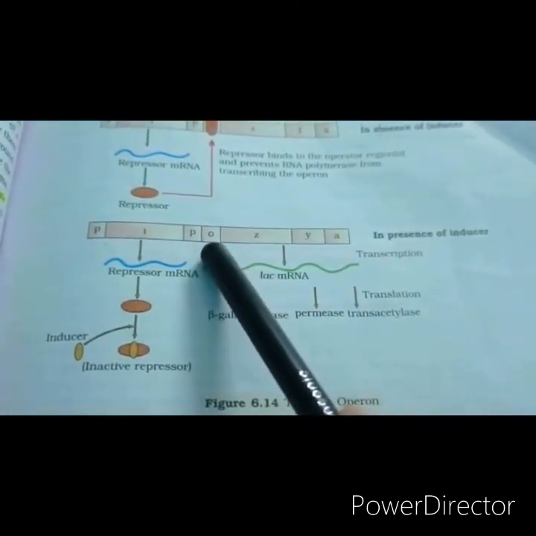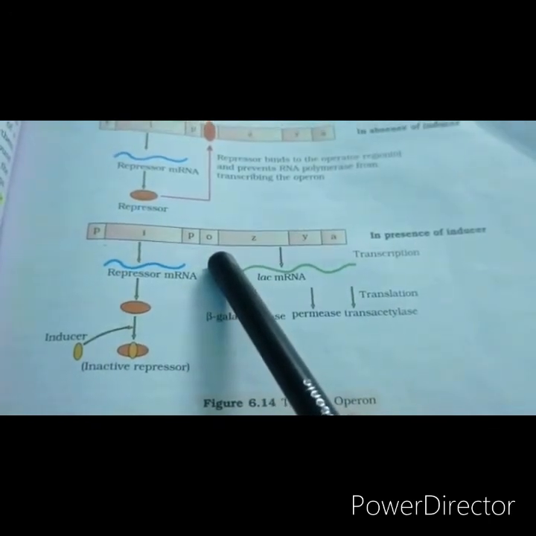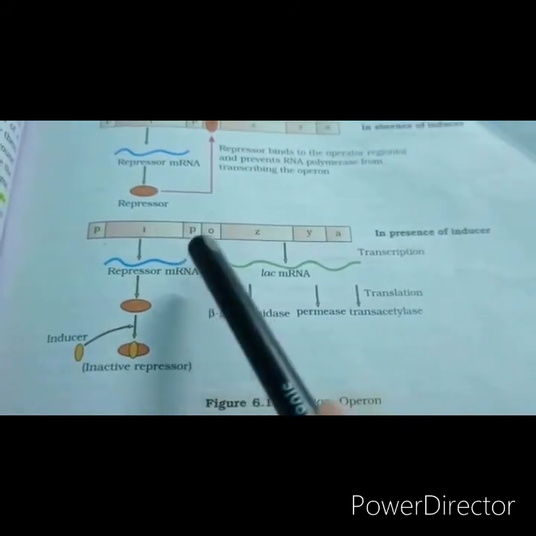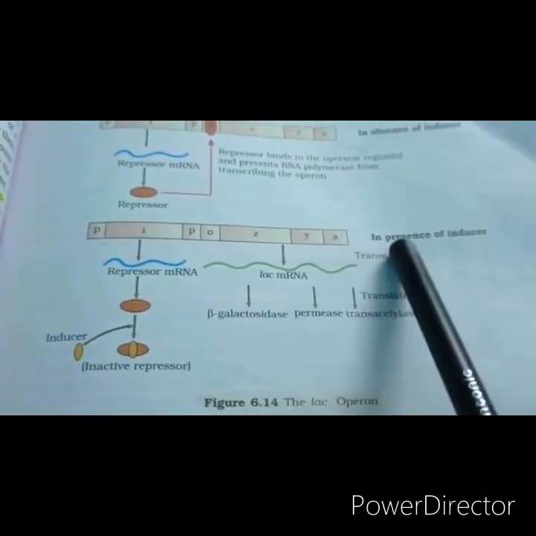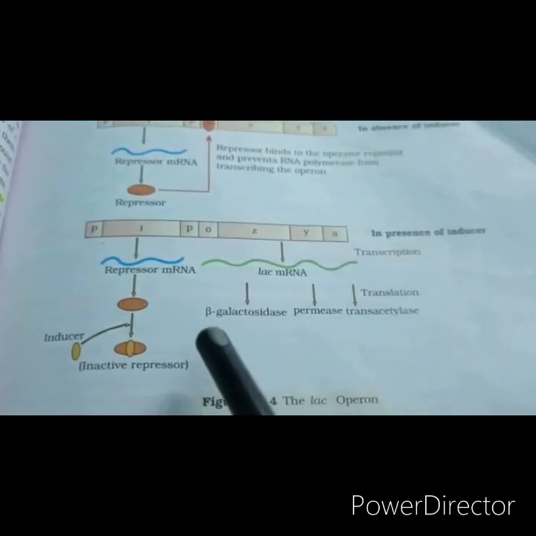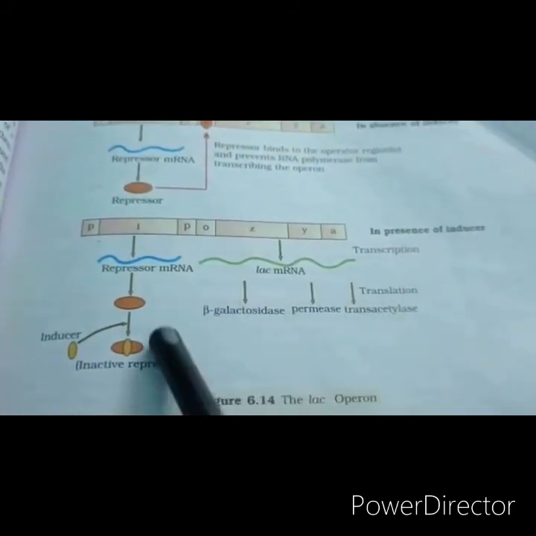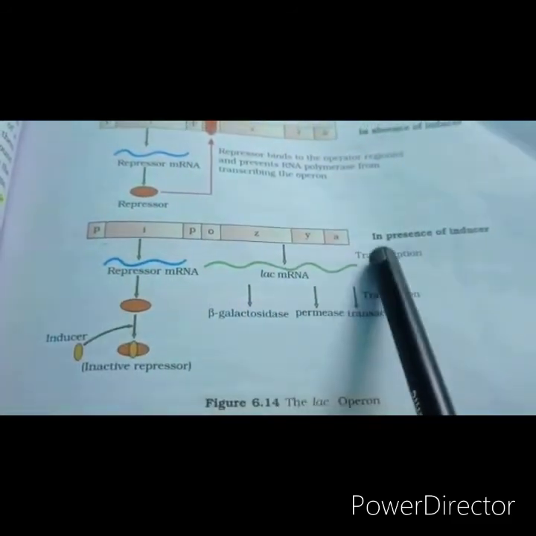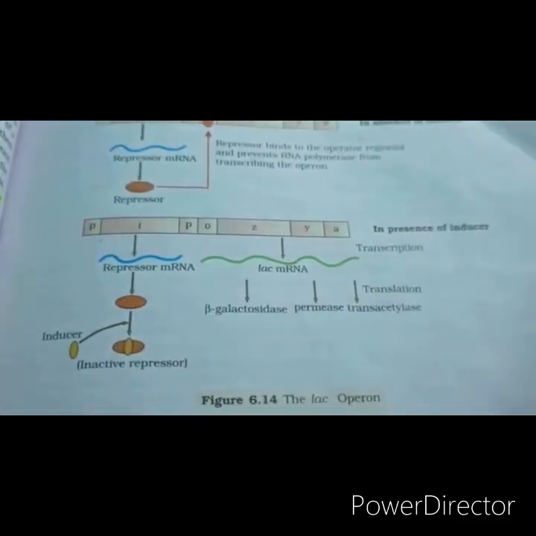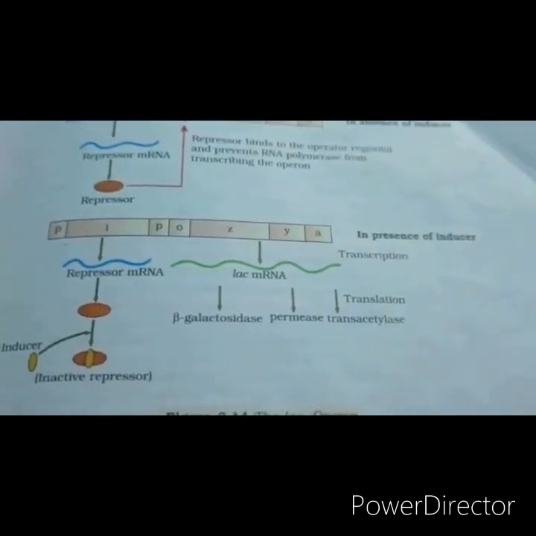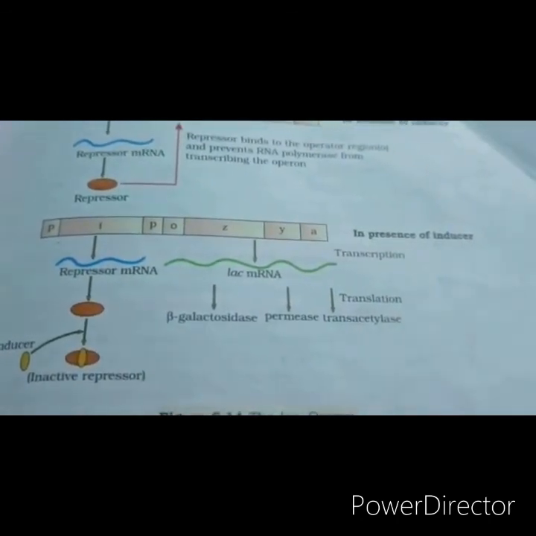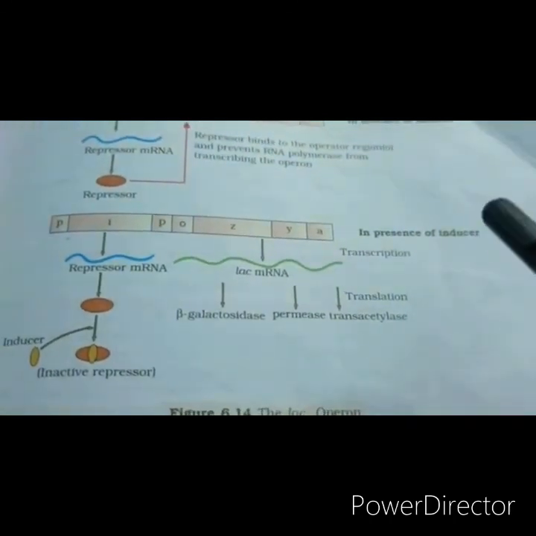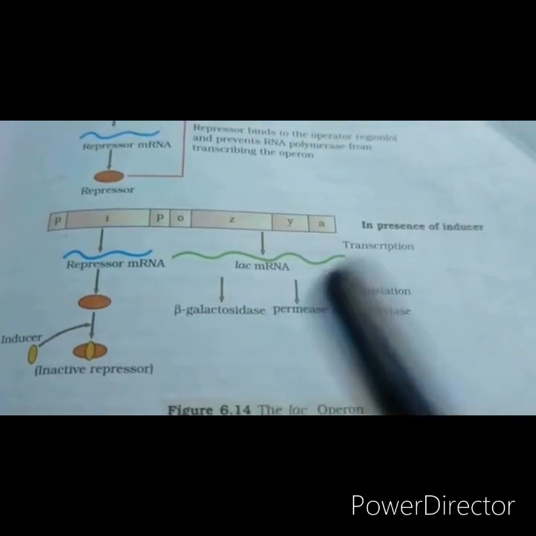In this case, our operator is free now, and our repressor gets inactivated. Now our promoter gene can easily slide over the structural genes, and these three enzymes can now easily be transcribed and translated. In this case, this whole DNA is now going to be transcribed. And at the end of this, our lactose will break down into glucose and galactose.